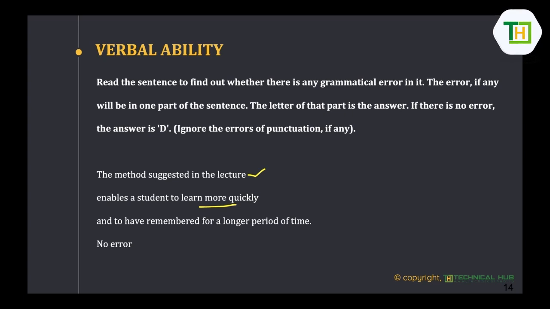That's it, sir. You can see people, they say, I walk very fast. No, I walk fast. I eat very slowly. No, I eat slowly. Slowly itself says it is slow. Again, you are trying to make it difficult. So the method suggested in the lecture enables a student to learn quickly and to have remembered for a longer period of time. So the right option is this one and the wrong statement is this one. This is the problem. More quickly is wrong.